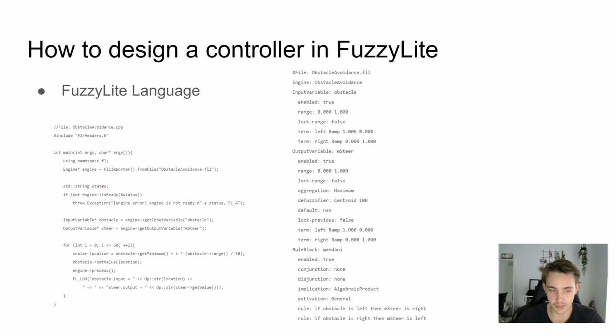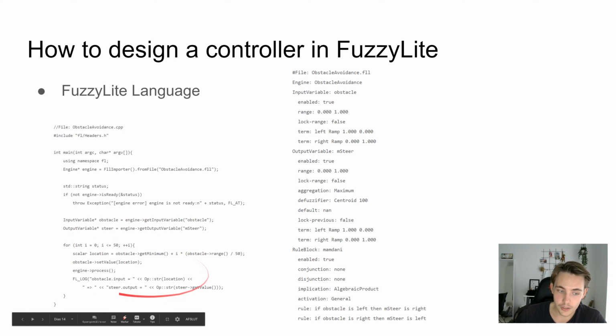Then we throw an exception, and afterwards we need to declare an object of our obstacle, and then we set the input variable to the engine, and we give it the name obstacle. And we do the same for our output variable, where we create an object called steer, and then we set that output variable to the engine and call it msteer.